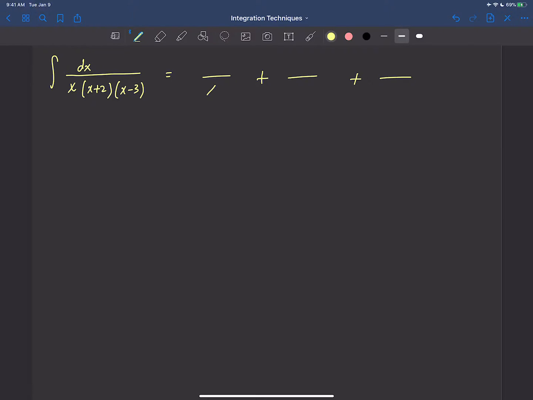The first term will have the factor x as the denominator because that's the first factor. Then you have x plus 2. Then you have x minus 3. Now because all of these factors are linears, the tops are going to be 1 less, which are constants. So that's the expansion of that.